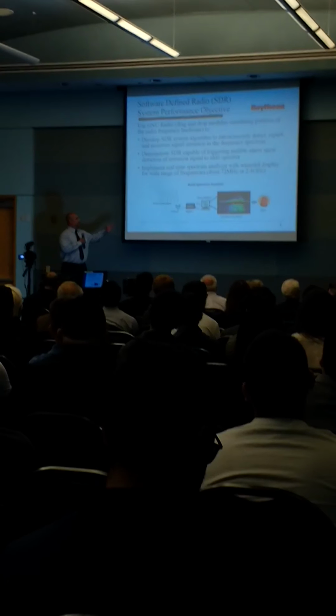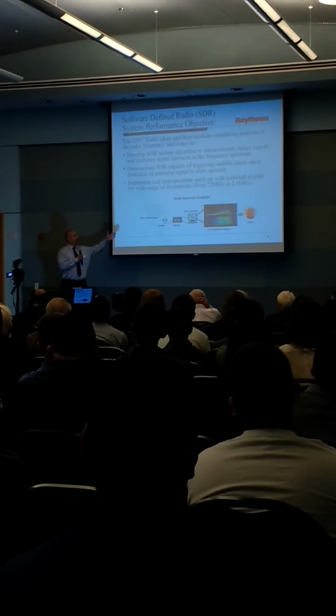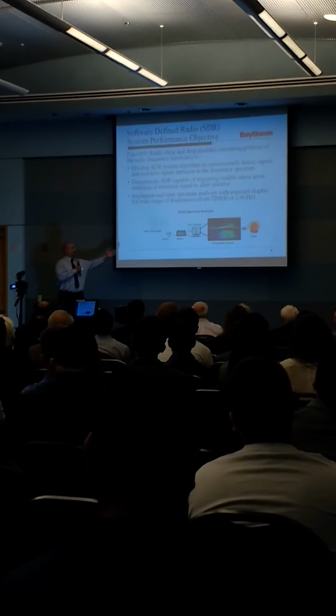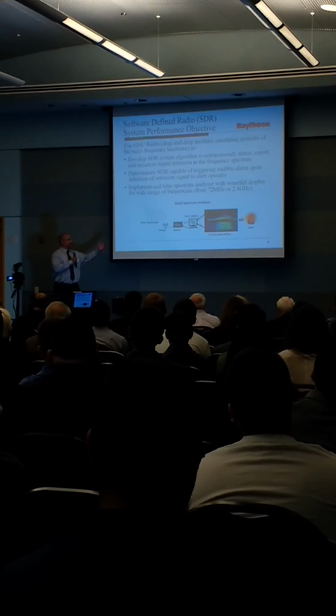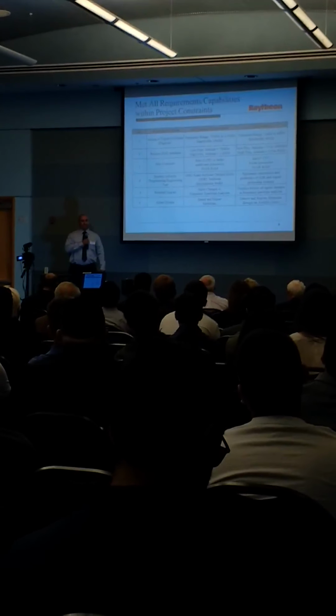The picture right here that you see is how our system works. The antenna will receive a signal. It'll go to our digitizer. From there, it goes to our host computer, and here's where the GNU software will analyze the signal, and if it detects an intrusion, an audible alarm will go off.